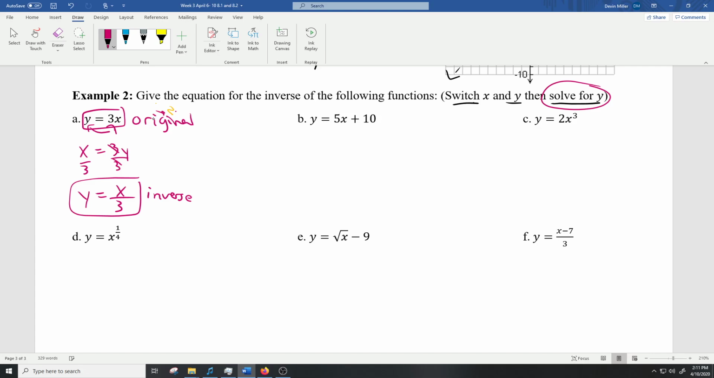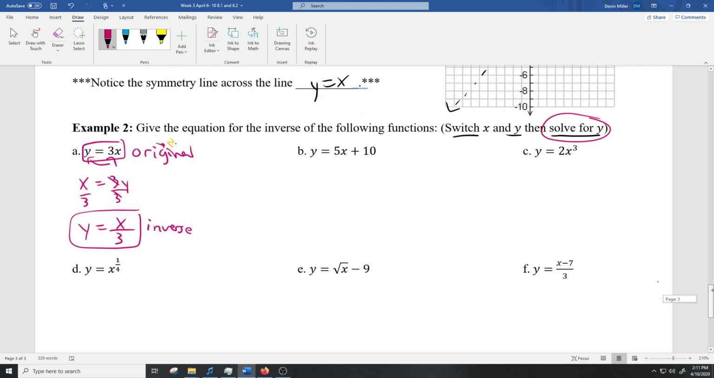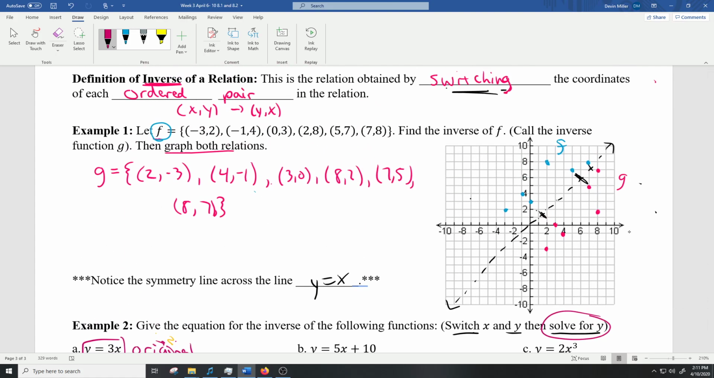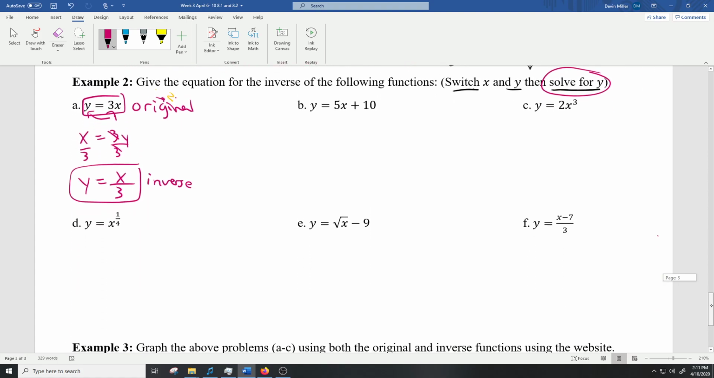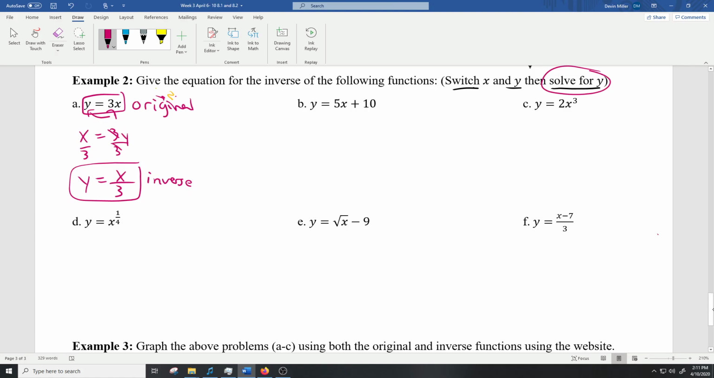If we were to graph both of these, which we will in a little bit, you'll be able to see that they look symmetric across that diagonal line that I drew up here. Looks symmetric across that line. We're going to try doing some graphing after we do these ones first. On to part B. Do the same steps every single time. We're just going to practice this.